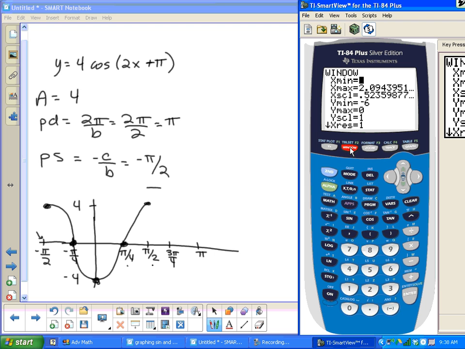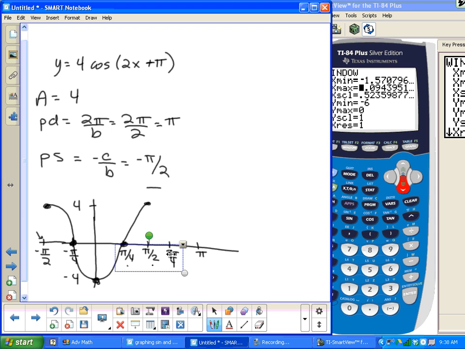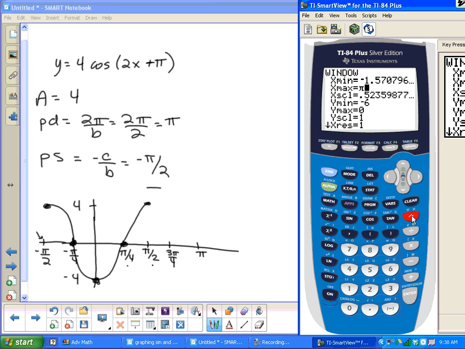All right, so negative pi over 2. All right, x max pi over 2. So really and truly, we didn't need 3 pi over 4 and pi, did we? Okay, because we backed up 2. All right, so let's see. What did y'all say, pi over 2?